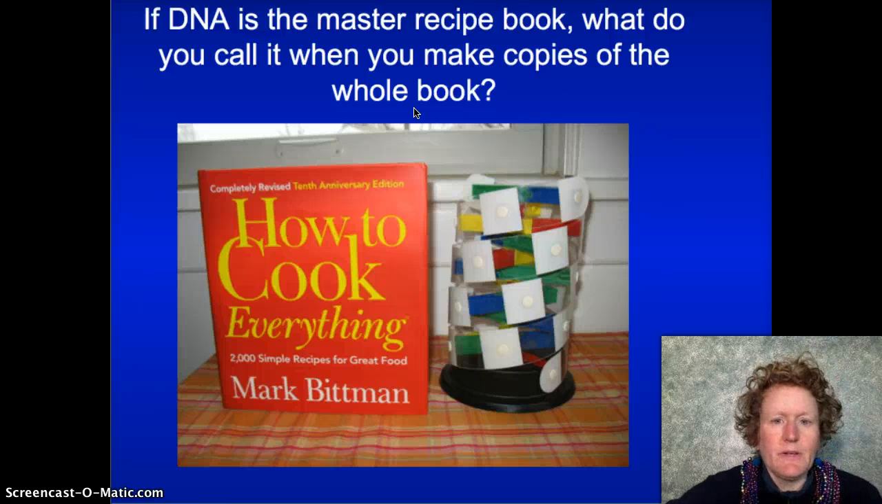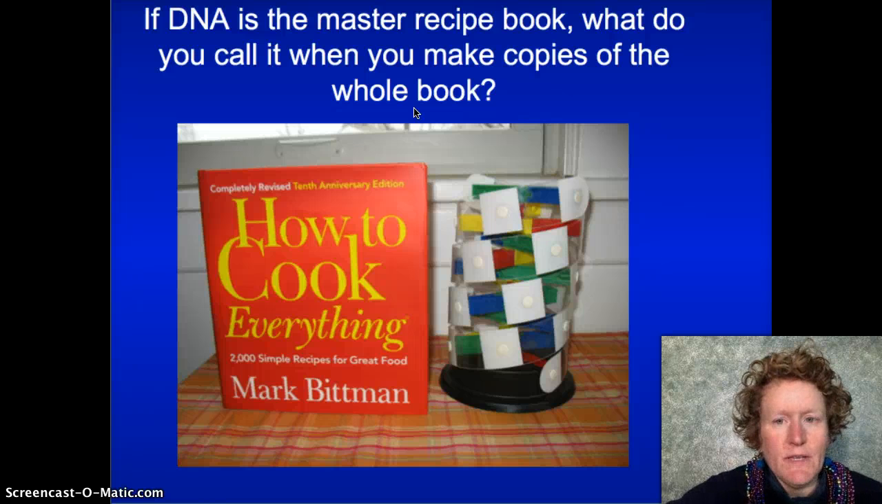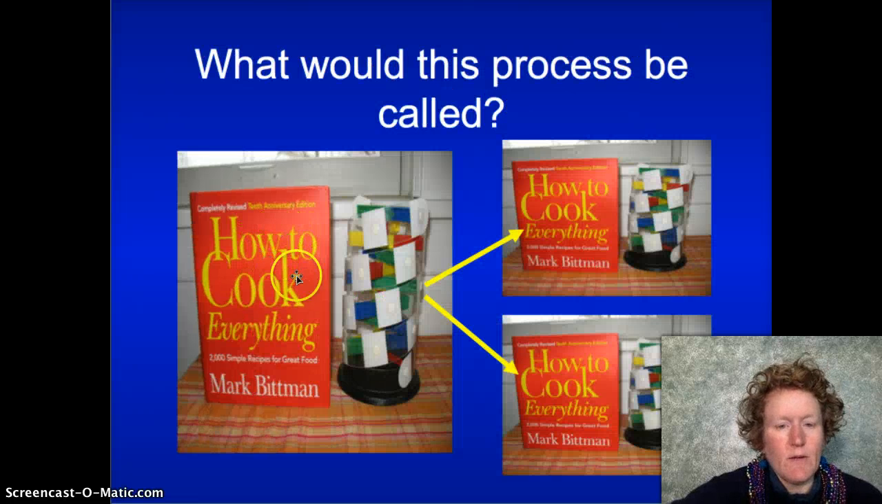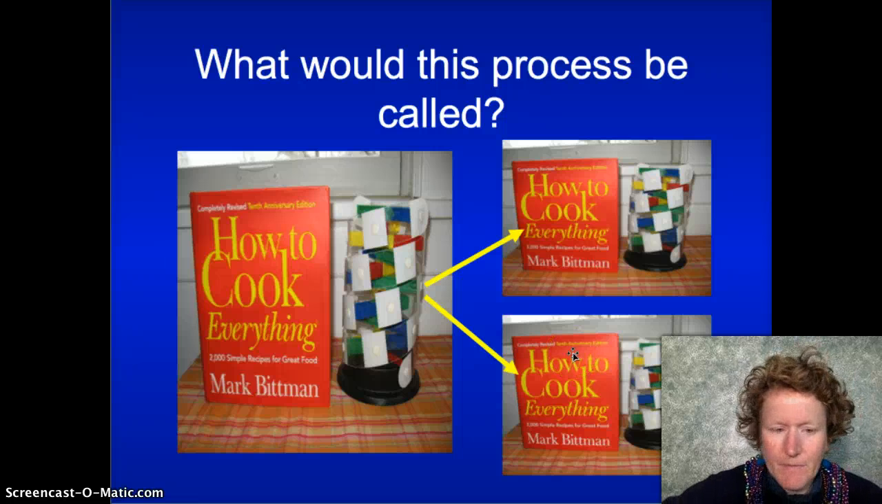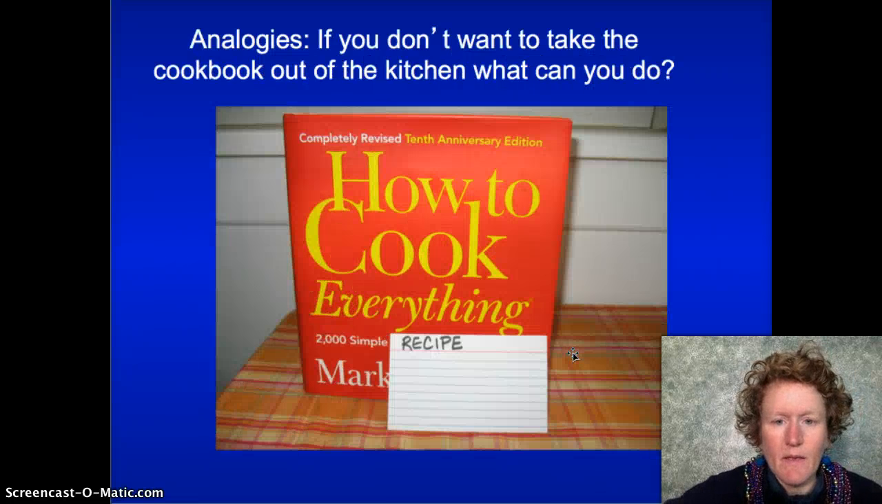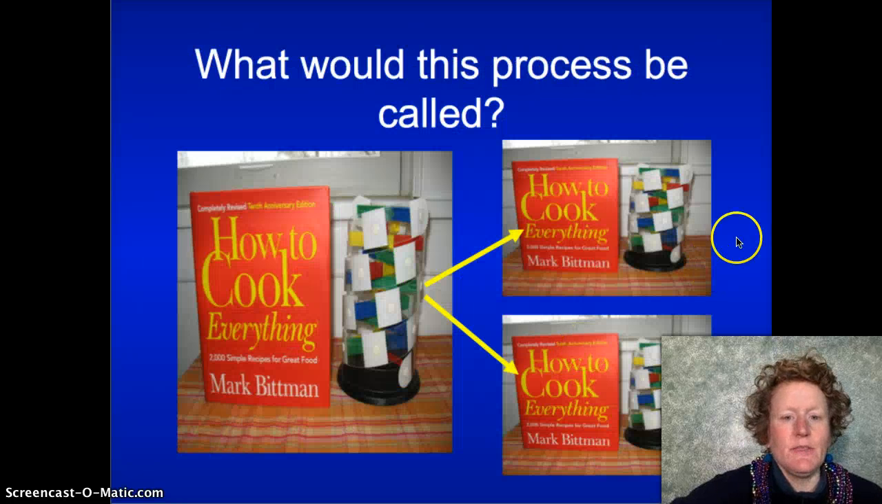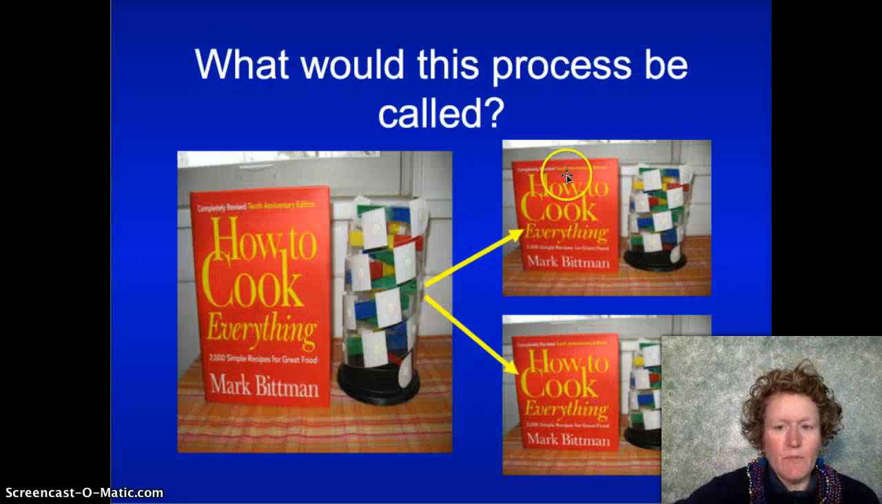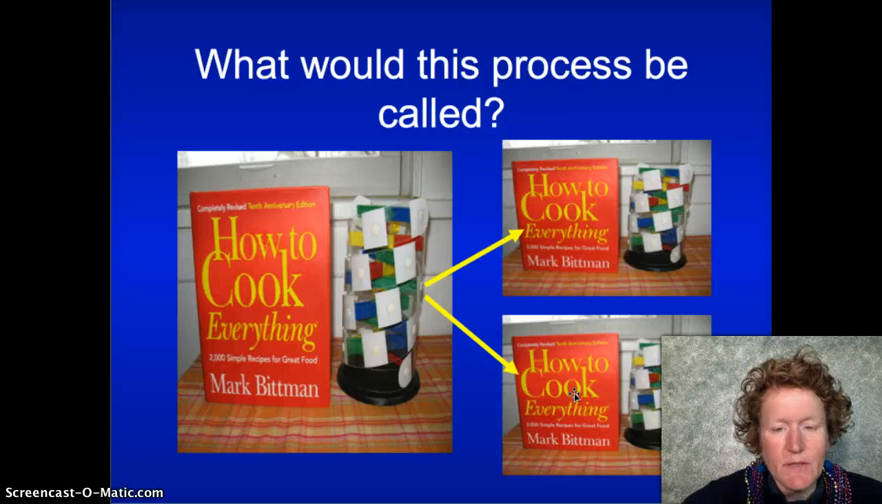So let's go back to our analogy of the cookbook. If we have DNA as the master recipe, what do you call it again when you make copies of the whole book? You basically do this. You take 1 copy of the book and you make 2 complete copies. Anybody remember? That's called translation. This process, making 2 complete copies of our DNA, our cookbook, and nothing leaves the nucleus, that's replication.